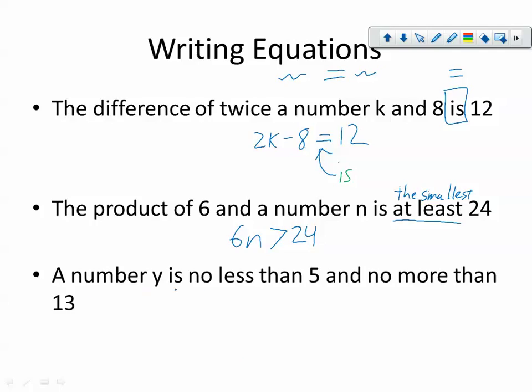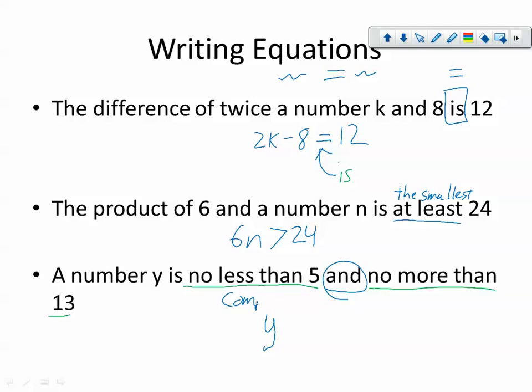A number y is no less than 5 and, there's a new word, and no more than 13. Notice that we've got two statements here: no less than 5 and no more than 13, with an "and" connecting them in the middle, which means that with y, we've got two things to look at. It has to be no less than 5, so it can't be smaller than 5, but it can't be bigger than 13. So there are two statements connected with "and" in the middle.